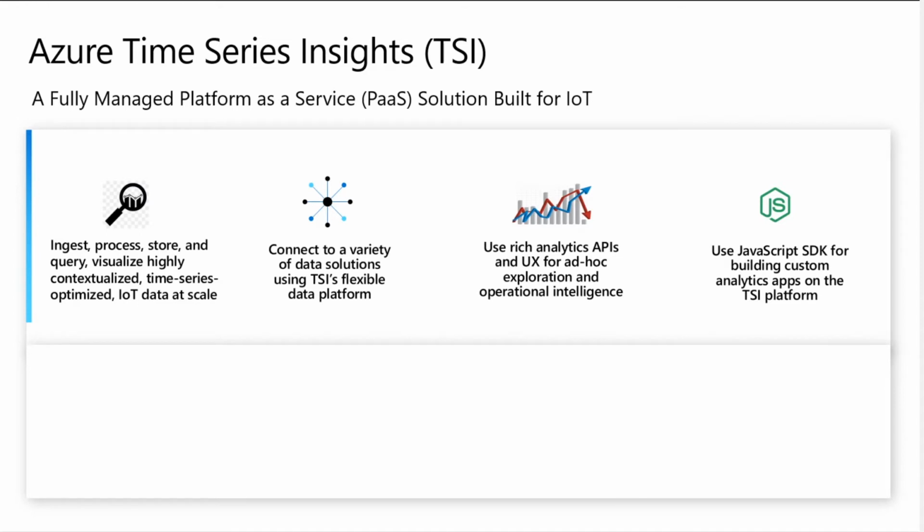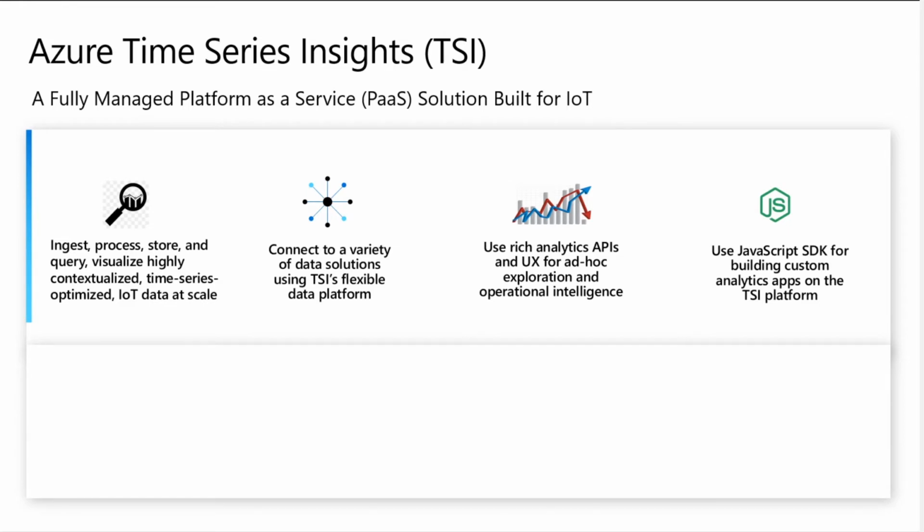Let's start by sharing that Timeseries Insights is a fully managed PaaS platform built for IoT. Because we are a PaaS service, you can build applications on top of us, or you can use this as a turnkey solution by leveraging our out-of-the-box TSI user experience. Now let's break down our key value pillars here. First, we ingest, store, process, query, and visualize data at scale. We're talking about billions of events across hundreds of thousands of devices.